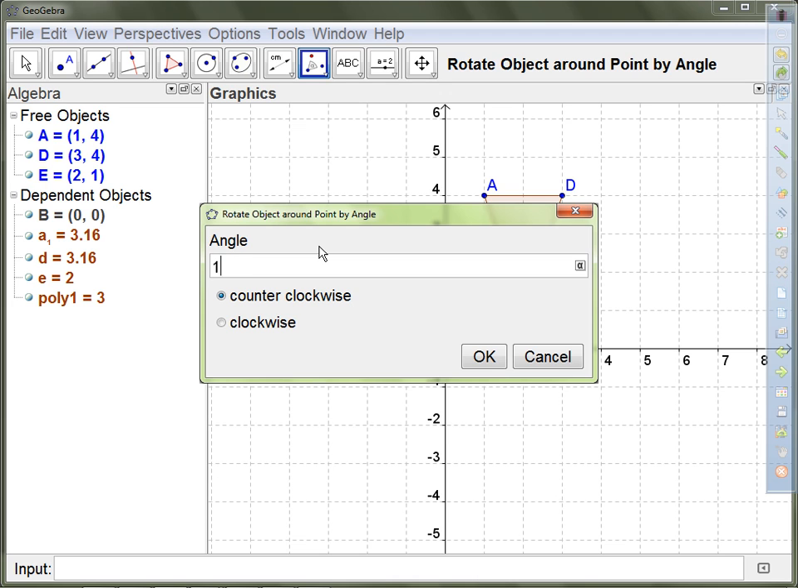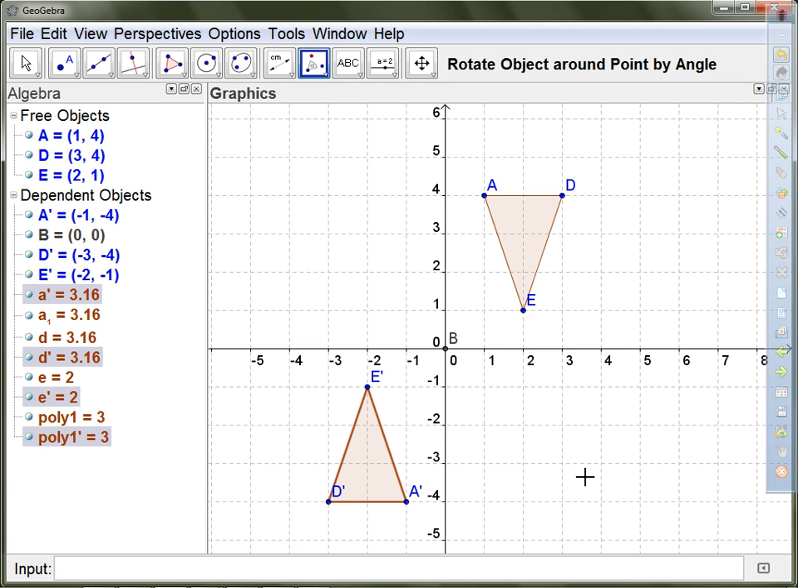And 180. All right, we had 1, 4, now negative 1, negative 4. 3, 4, negative 3, negative 4. 2, 1, now negative 2, negative 1. What happened? What did we do? The coordinates stayed the same, but you just added negative to both numbers. All right, very good. They didn't change, they just became negative.